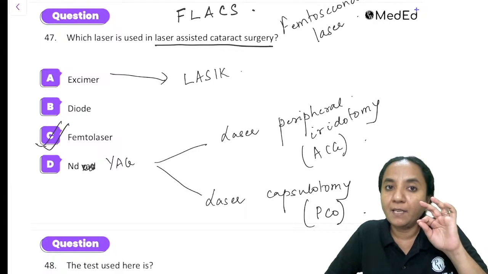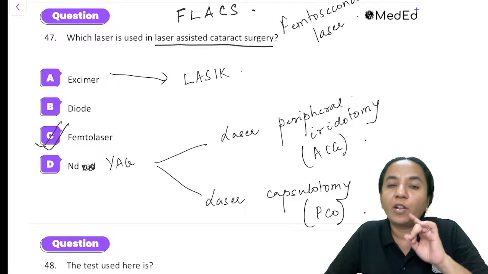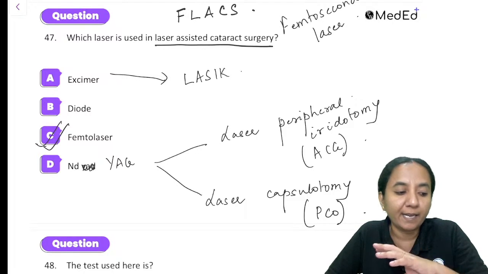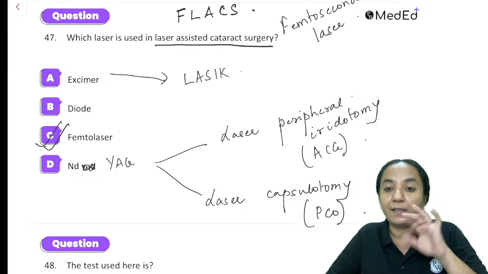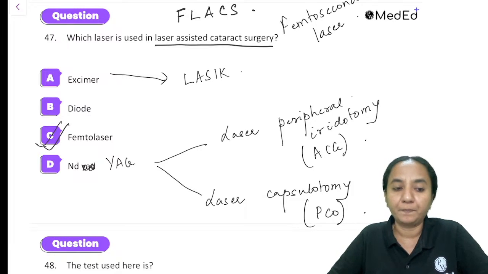So please remember these. For laser assisted cataract surgery, it is femtosecond laser. For LASIK, it is excimer laser. For laser peripheral iridotomy and laser capsulotomy, it is ND-YAG laser. These are the important lasers and the laser procedures which are done in ophthalmology.